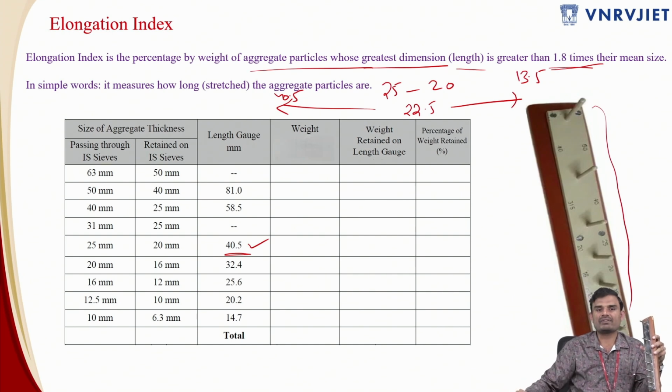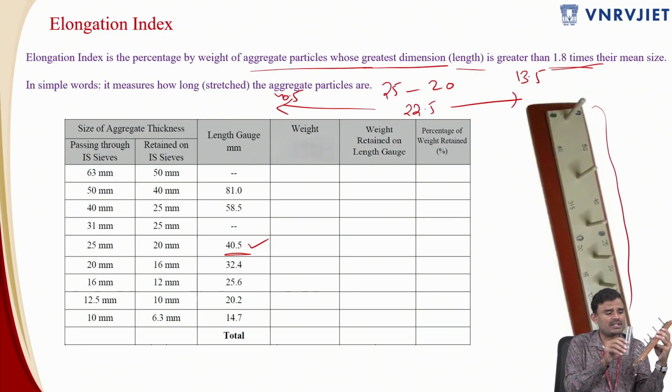But previously I showed another three kinds of aggregate particles like this. We treated this as an aggregate particle passing through 25 mm and retained on 20 mm, and we checked it with the flaky thickness gauge. It came out to be a flaky aggregate. Now we are checking it with the length gauge, 25 to 20 mm. I am passing it through over here. It is retained. It is almost 3 times more than the length slot provided over here.